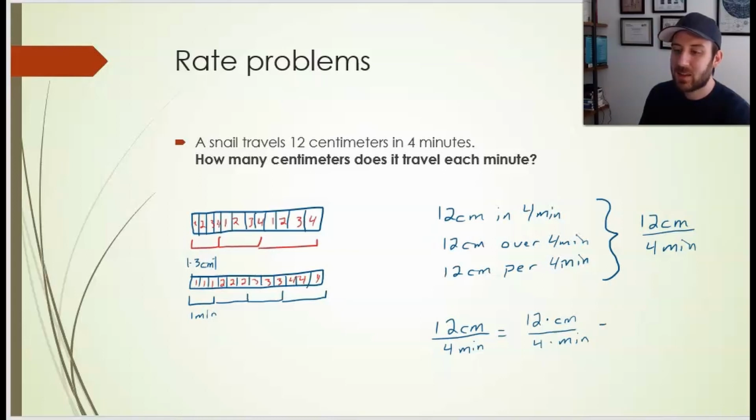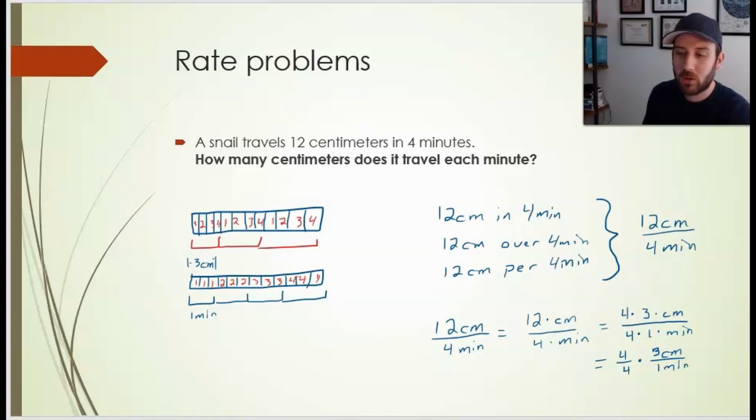Well, I can take the numerator and make that 4 times 3 centimeters. In doing so, I get an idea of looking at the bottom as 4 times 1 minute. And we know from fractions that if we have a numerator and a denominator that are the same thing and not 0, we can simplify them away. 4 divided by 4 can be grouped off so that we're left with 3 centimeters per 1 minute.